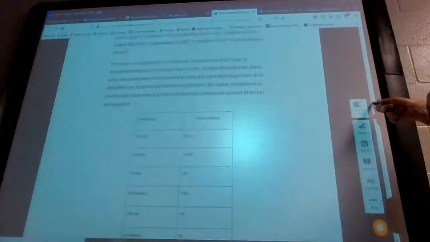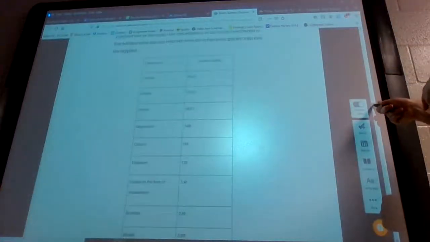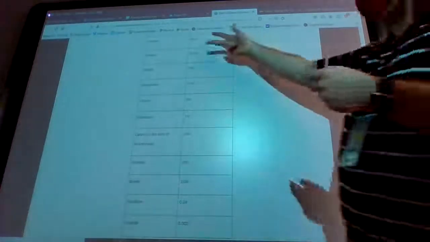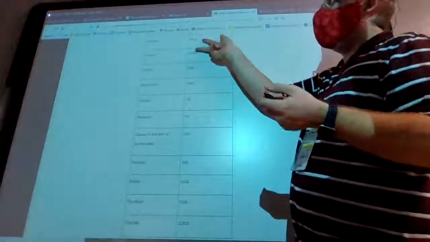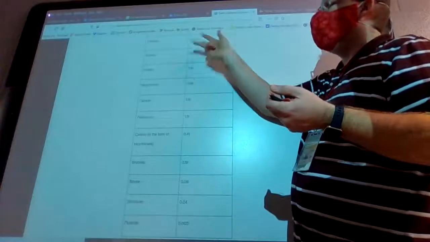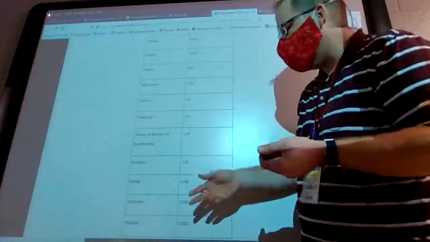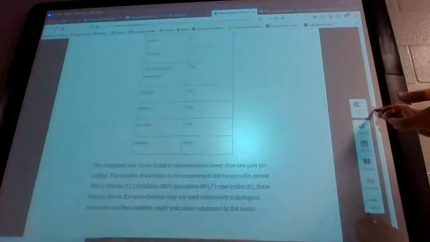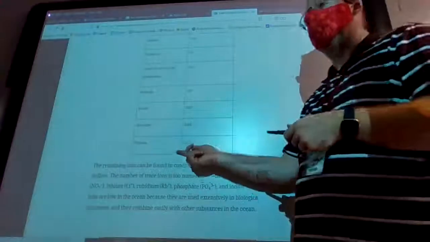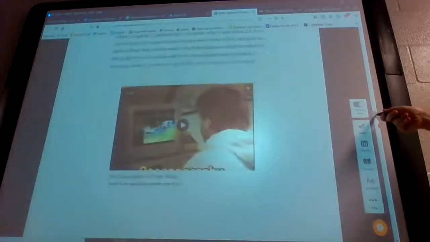So here, they show you the different dissolved things in the ocean. Like I said, 85% of it is sodium and chlorine. You have less and less as you go down the list, including some carbon. Anything else in there? Strontium. Strontium's radioactive. Fluoride, which we put in our drinking water to make our teeth nice and strong. But it happens naturally in the ocean, so not too bad.